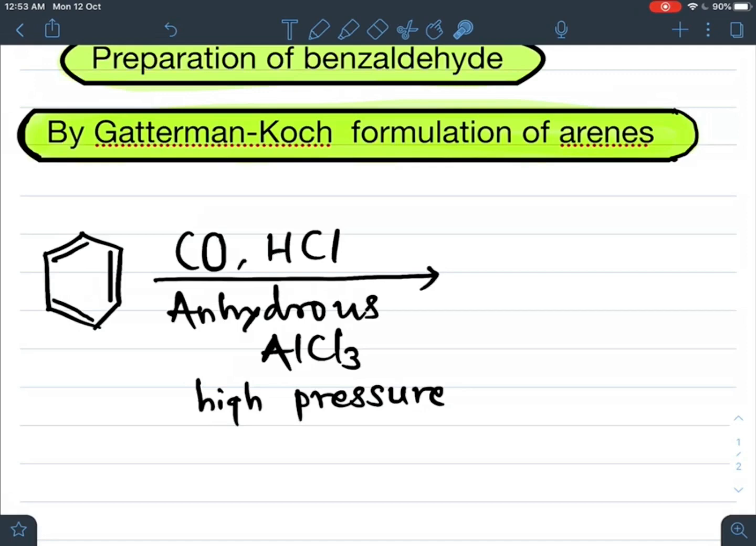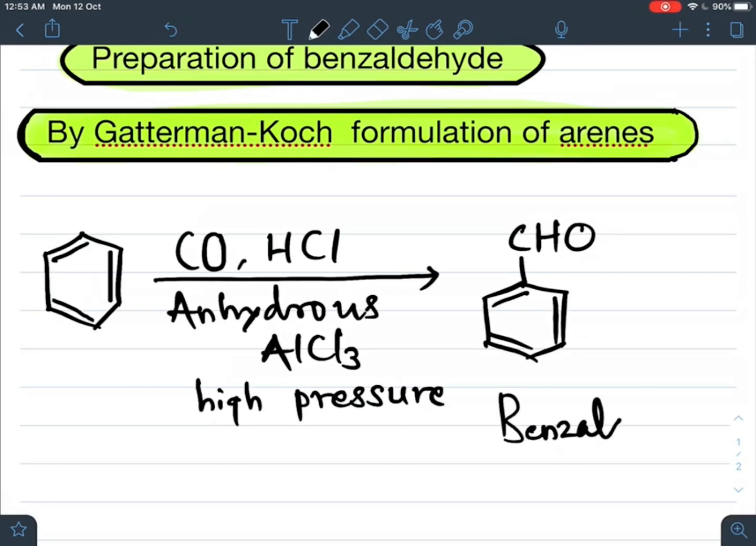From this benzene, a hydrogen is present at each corner CH group. At any one of the positions, a CO group is substituted, and this CH group is converted into CHO, with alternate double and single bonds, and the name of this compound is benzaldehyde. So this is the preparation of benzaldehyde from benzene by Gattermann-Koch formylation. This reaction is called Gattermann-Koch formylation.